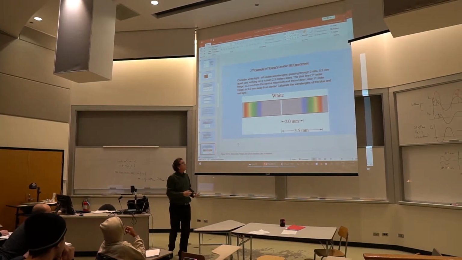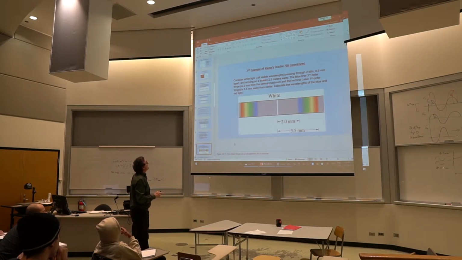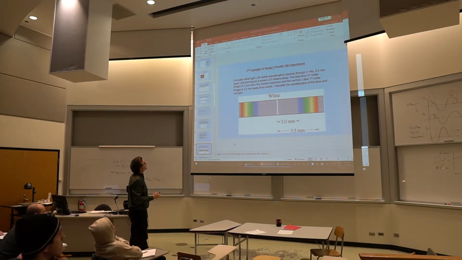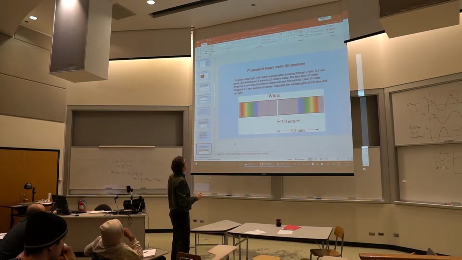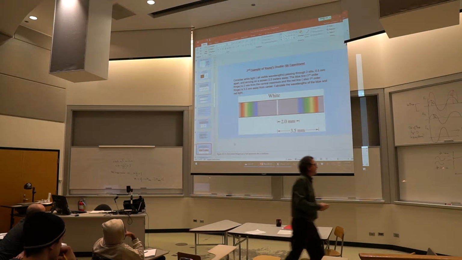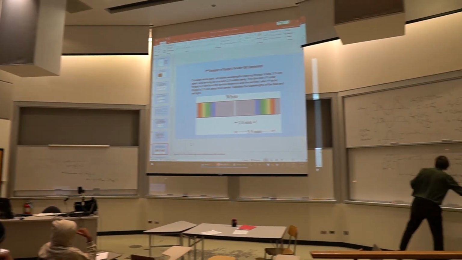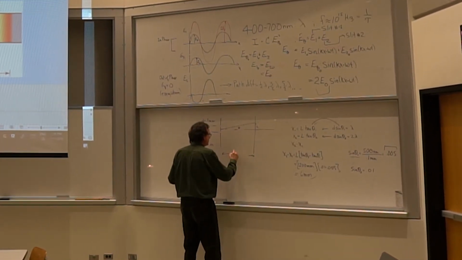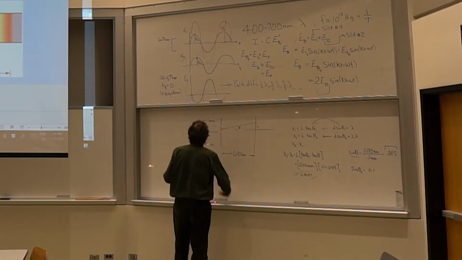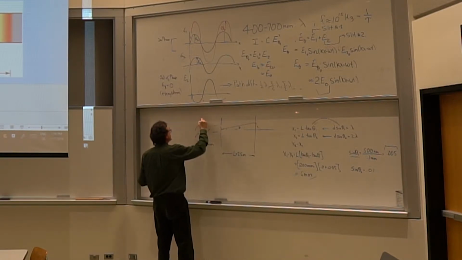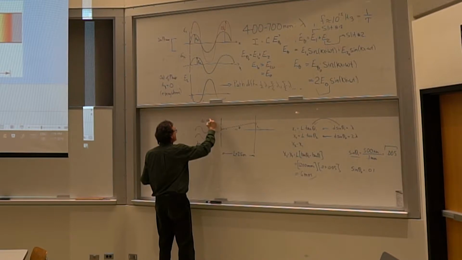We have a spectrum of wavelengths that go through the two slits. The slits are 0.5 millimeters apart, and the pattern arrives on a screen 2.5 meters away. So let's modify our diagram for this case. L is equal to 2.5 meters, and d is equal to 0.5 millimeters.